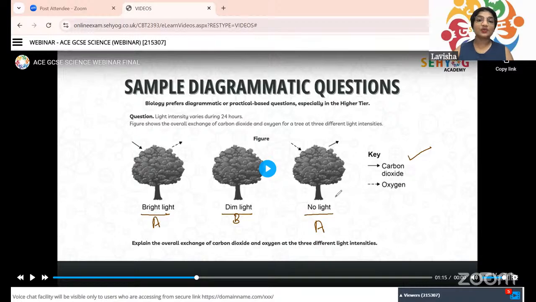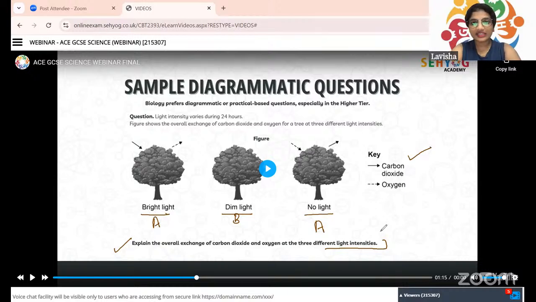You need to understand what exactly the diagram is trying to convey to us, because only then can we answer the question. If we understand the question, our answer is much more appropriate. Look here. The question says: explain the overall exchange of carbon dioxide and oxygen at the 3 different light intensities. So they are asking how the carbon dioxide and oxygen exchange differs. I'm pretty sure everyone can guess which topic this question is from.